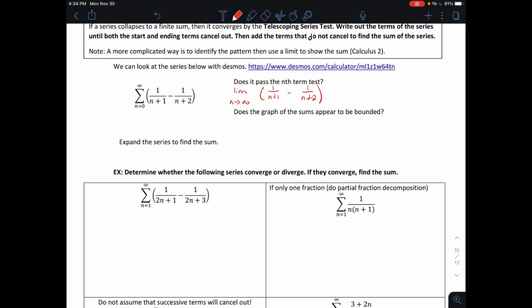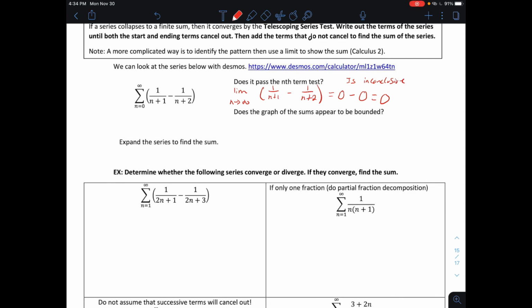What that gives me is, as the size of n increases, 1 over n plus 1 is approaching a value of 0. And 1 over n plus 2, as n continues to get bigger, is approaching a value of 0. So this equals 0. Now the nth term test just tells me that if that limit did not equal 0, it would diverge. So the nth term test is inconclusive. So we don't know if it will converge or not.